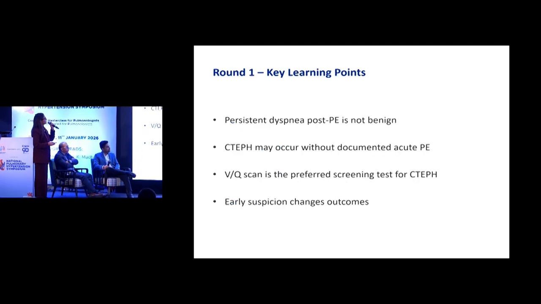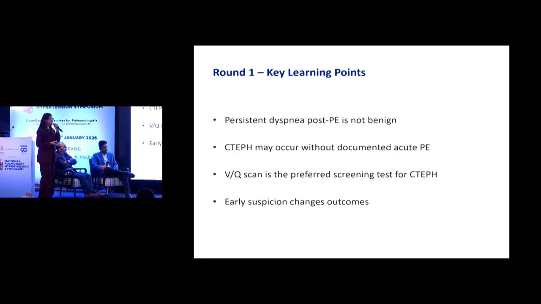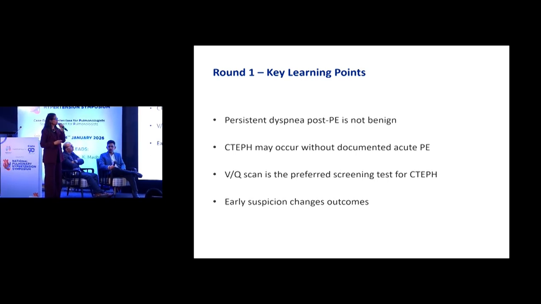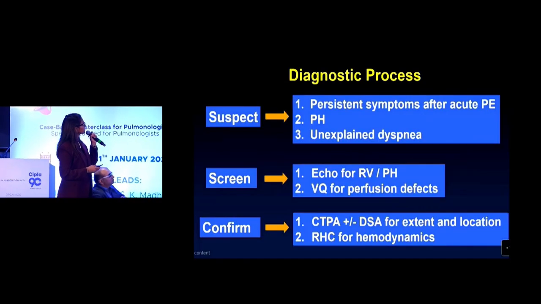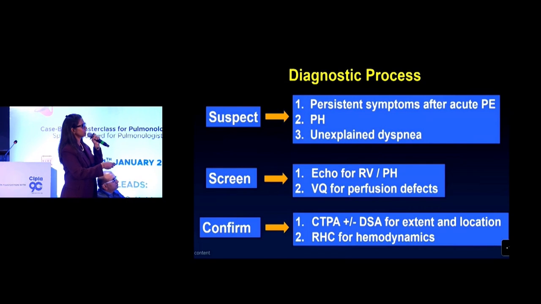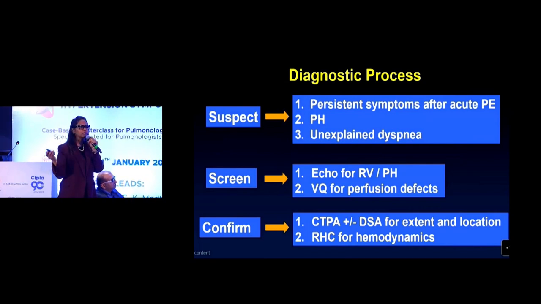Sure. All right, so what we have learned so far is persistent symptoms should be looked for. Risk factors, as Dr. Caroline mentioned. CTEPH may occur without documented acute PE. A VQ scan is the preferred screening tool, and early suspicion changes the outcome. So let us now move on to round 2. Now, this is the simplest diagnostic approach. You suspect, you screen, and then you confirm.